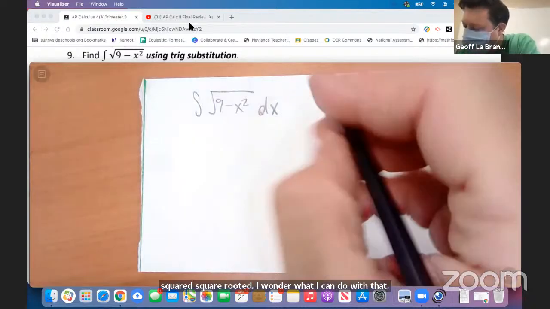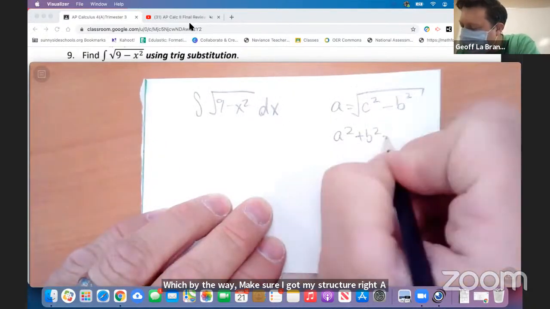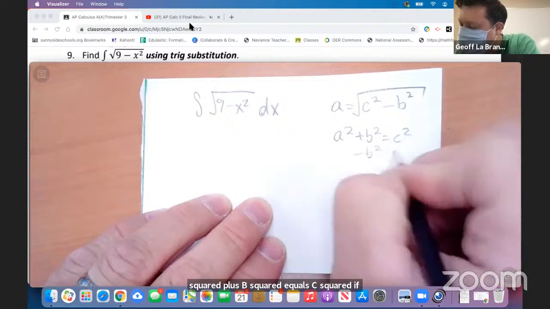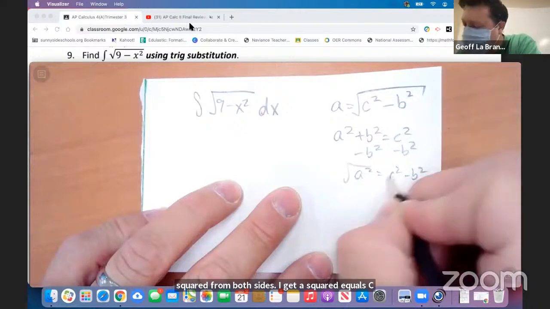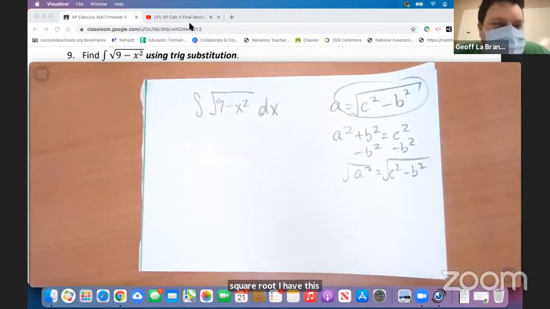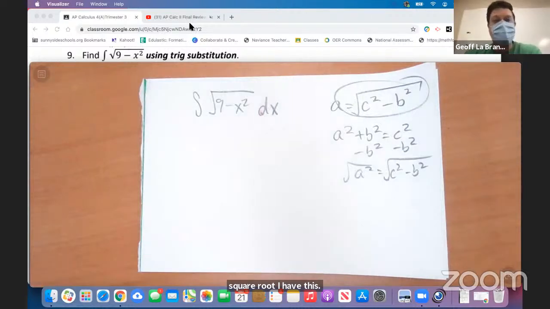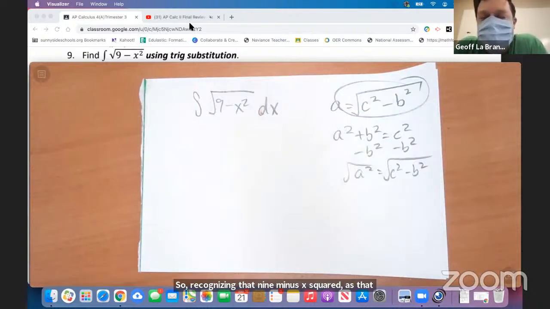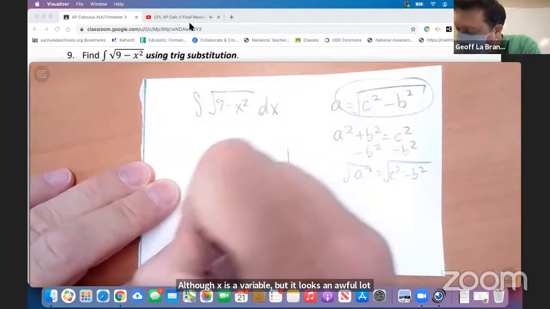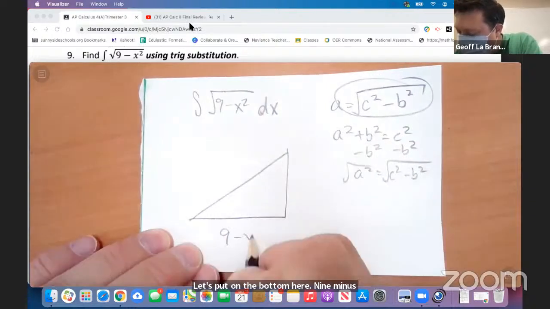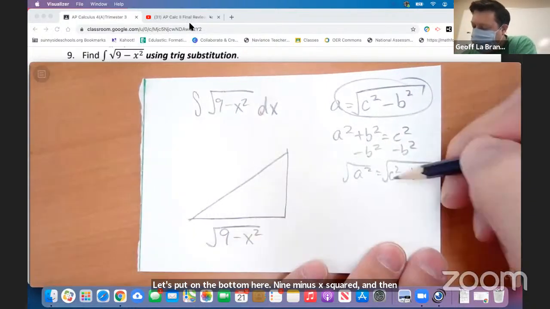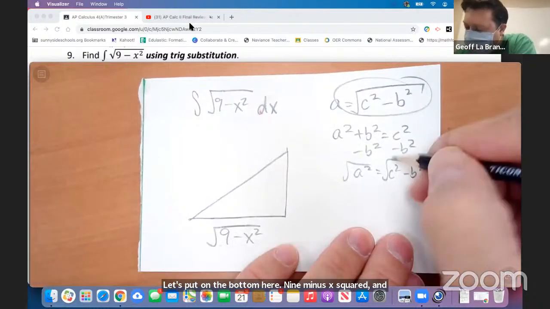Let me just make sure I got my structure right. a squared plus b squared equals c squared. If I subtract b squared from both sides, I get a squared equals c squared minus b squared. If I square root both sides, I have this. So recognizing 9 minus x squared as that structure, it really looks an awful lot like the answer to a right triangle problem, as in a. Let's put it on the bottom here, the square root of 9 minus x squared. And then c, the 9 could be rewritten as 3 squared.